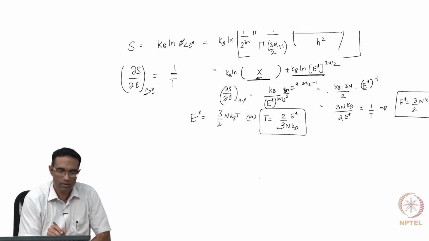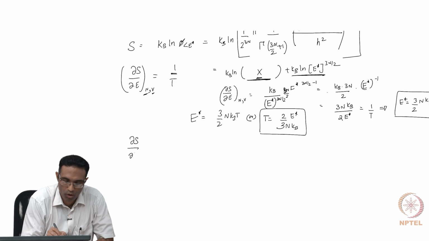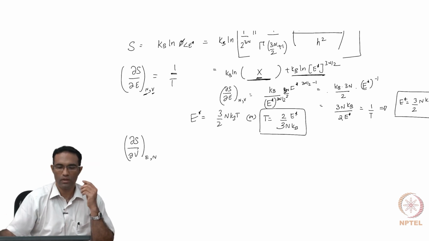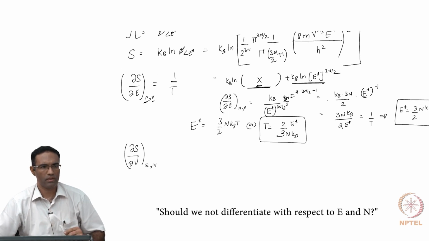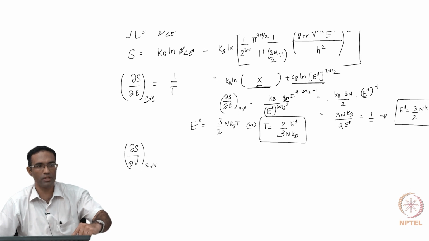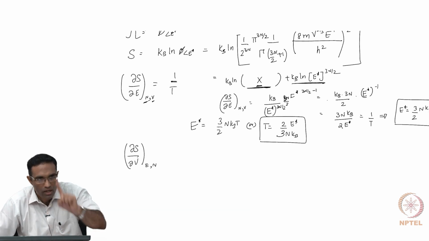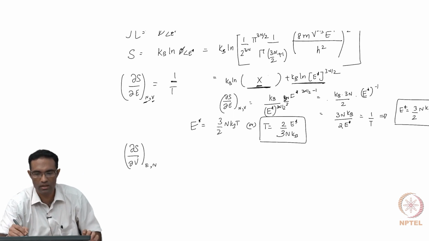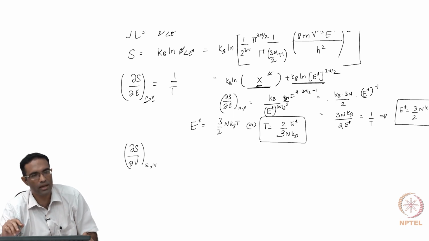Can you find out the pressure? Dou S by dou volume, keeping the energy and the number of particles constant. Yes, this one. That will also be a big term. When you are differentiating the entropy with respect to energy, you have to keep N and V constant. Keeping that constant is important. That X that I have written here is going to depend only on N and V. So I am differentiating with respect to energy, so that will not turn up.